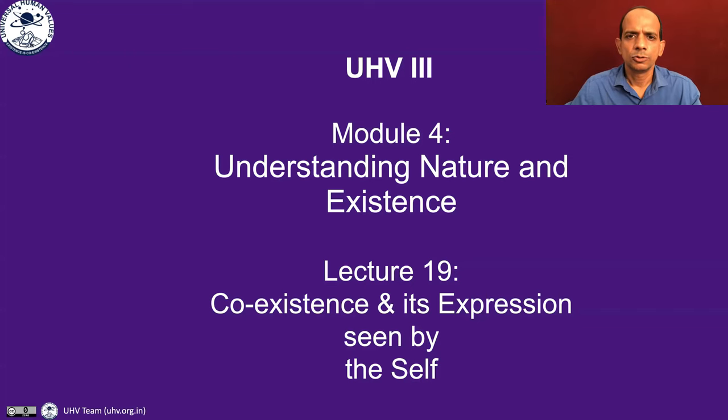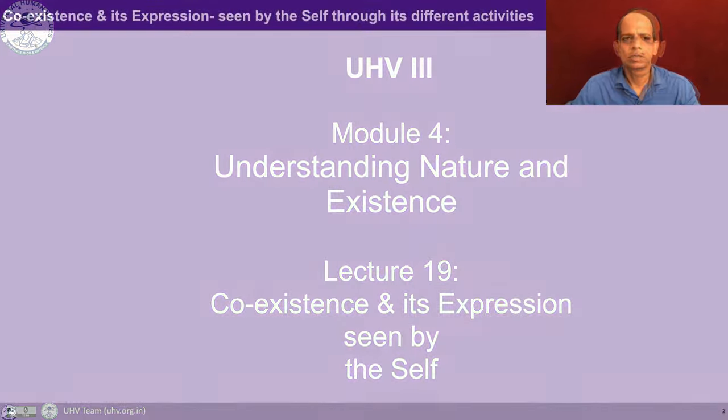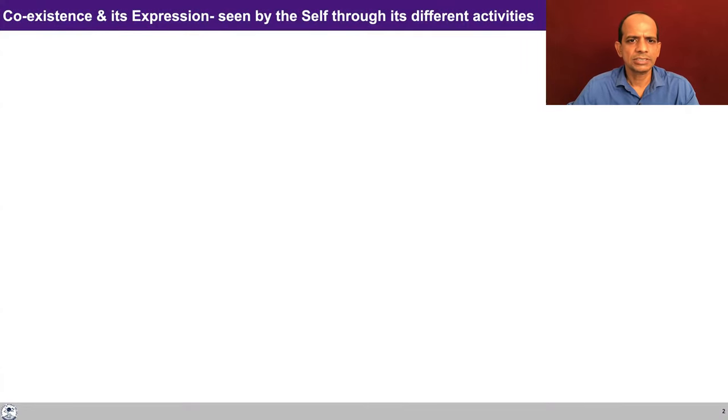In the previous two lectures, we have been discussing how coexistence expresses itself as the four orders in nature, and we discussed the innateness and natural characteristics of all the orders in the previous lecture. And today we are going to discuss how the self observes this expression of coexistence. So today we are going to discuss the coexistence and its expression as seen by the self. The coexistence and its expression is seen by the self through its different activities.